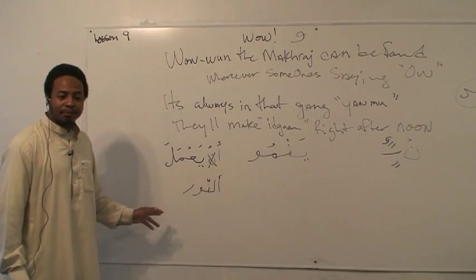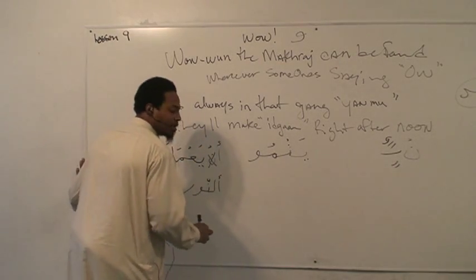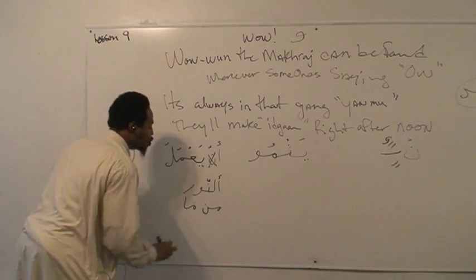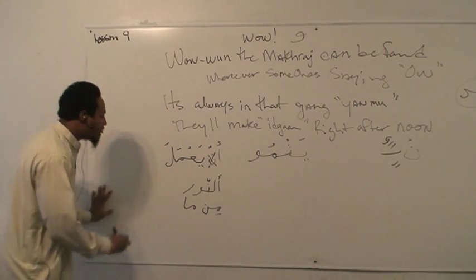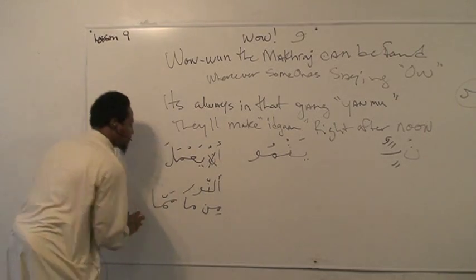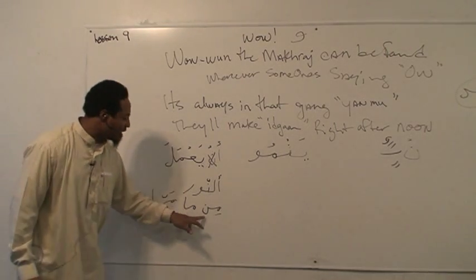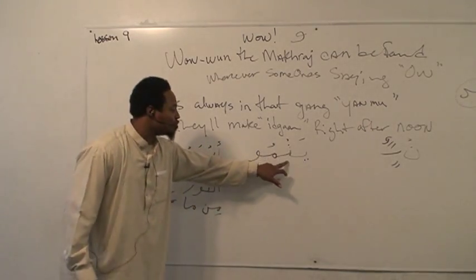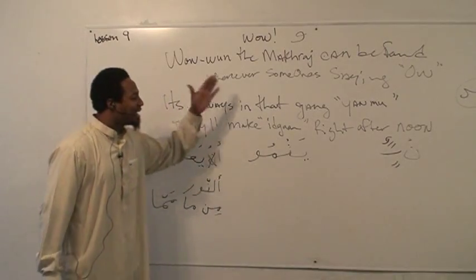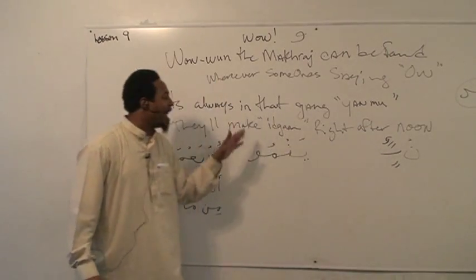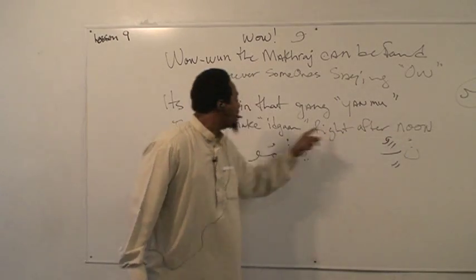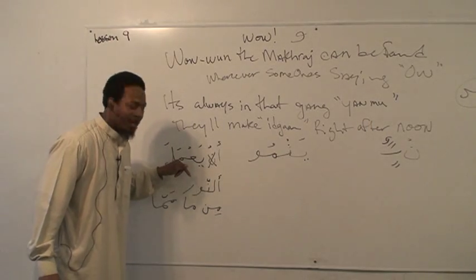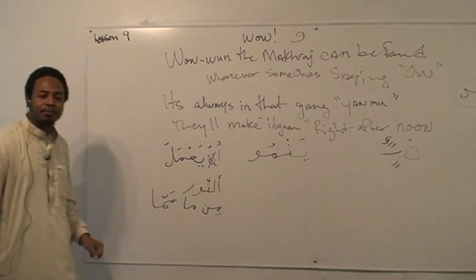You understand how we go right here? If you have min and you have ma, you don't say min ma, you say mimma. Say that. Because you entered an idgham, hada fi hada. Because this ya, this noon, and this meem are part of that gang called yanmu. And whenever they get right after noon, they make idgham, and they enter each other. You understand that? And the noon sound gets eaten up. Okay?